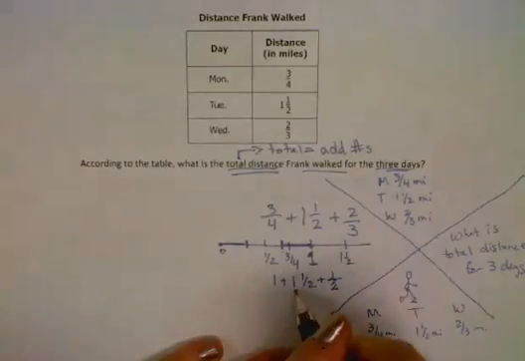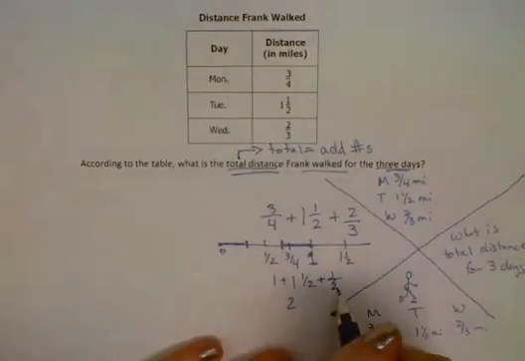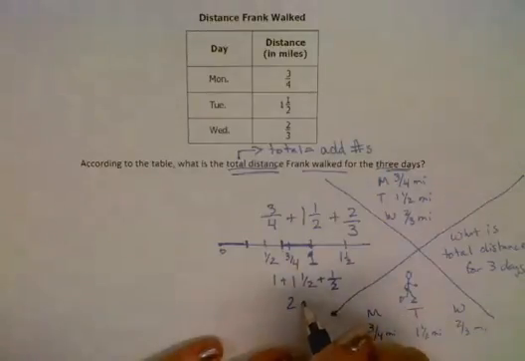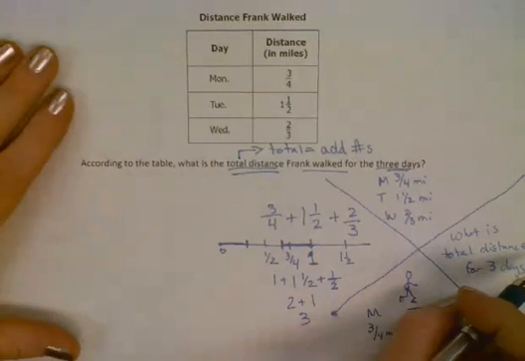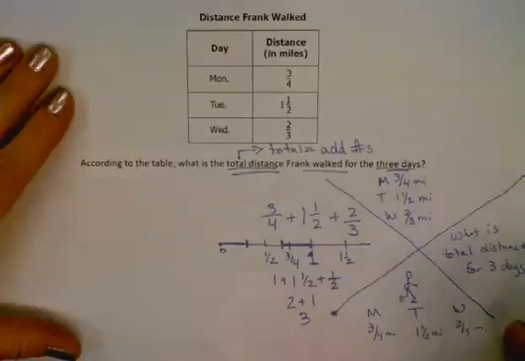So I have 1 plus 1 is 2. I have 1/2 plus 1/2. That's going to be another 1 whole. So my answer should be somewhere around 3 miles. That's just to make sure I know that my answer is reasonable.